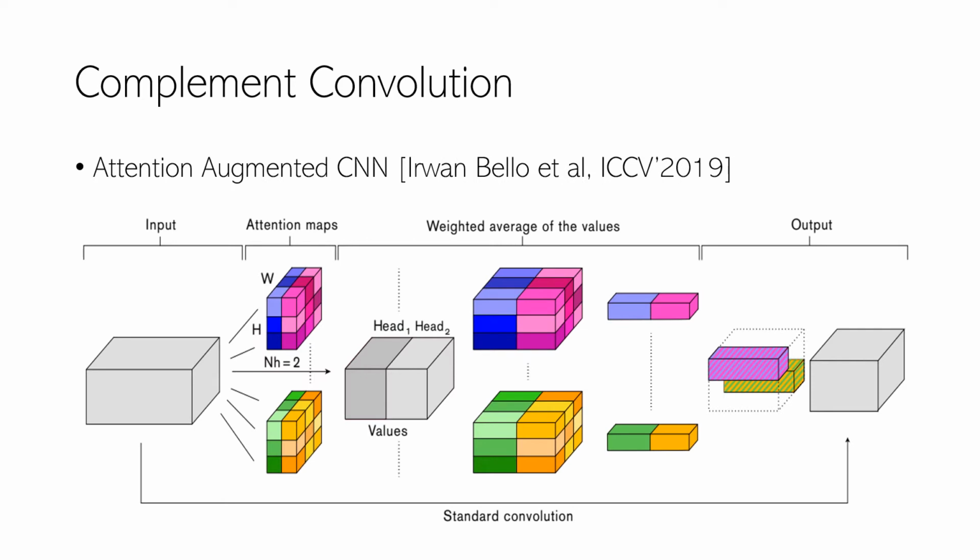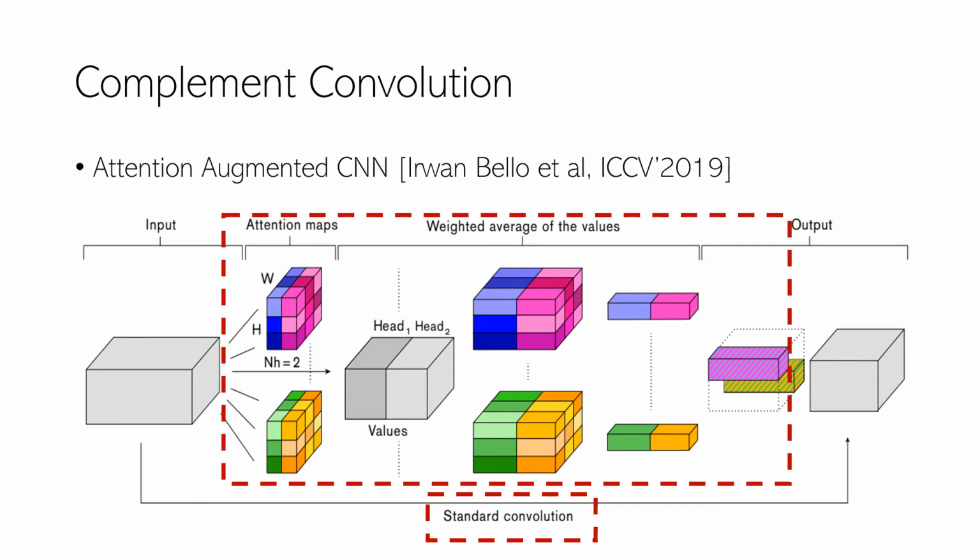The self-attention module can also be applied inside a convolution layer. This is a work on ICCV 2019. Please see this illustration. This is a standard convolution. This is the self-attention module. The self-attention module encodes the global information to complement the standard convolution channels.